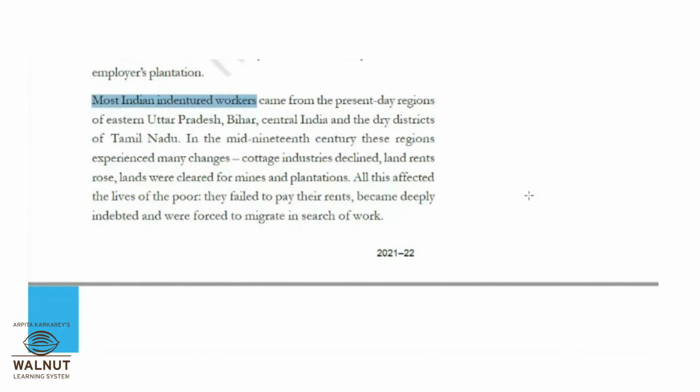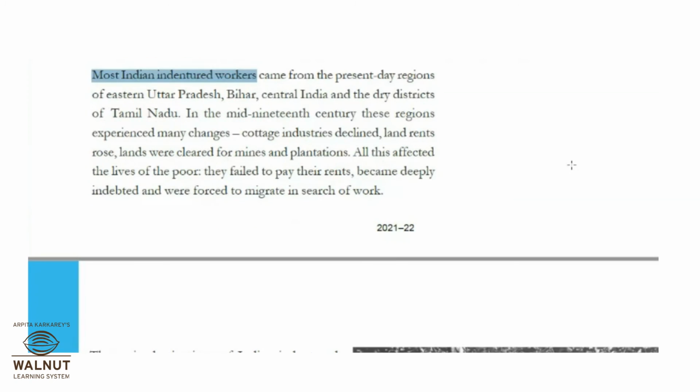In the mid-19th century, these regions experienced many changes. Cottage industries declined. Land rents rose. Lands were cleared for mines and plantations. All this affected the lives of the poor. They failed to pay their rents, became deeply indebted, and were forced to migrate in search of work.